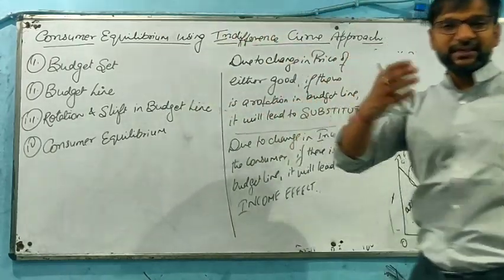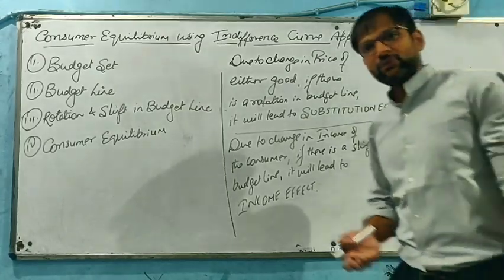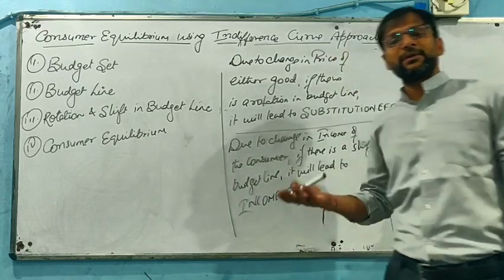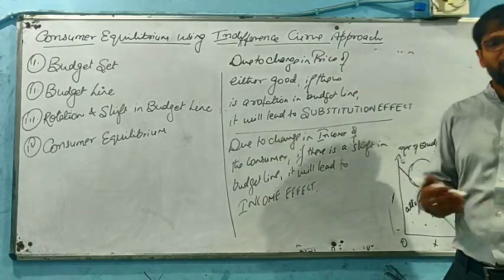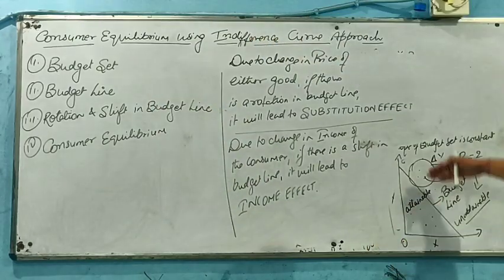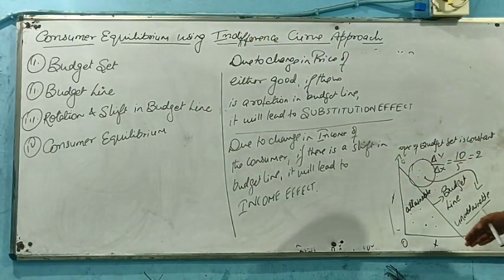What do you mean by the budget set? It is the tabular representation of the budget line or price line that indicates the possible combinations of two goods that can be purchased by a consumer from a given level of income. Whereas budget line is basically a price line, right?